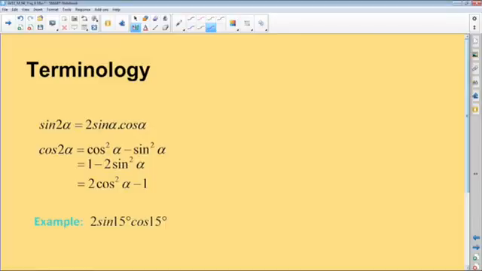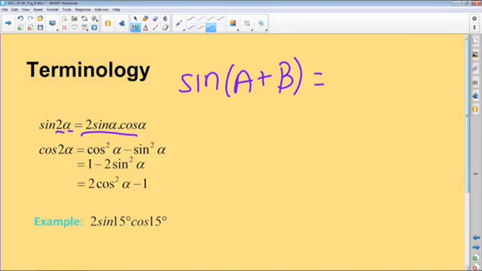So what am I talking about? I've got sine of 2 alpha, which is called a double angle. So it's 2 alpha, two of the same angles. The expansion for that is 2 sine alpha cos alpha. How do I get that? Remember, we know that sine of A plus B is equal to that whole expansion that we've looked at just now. It's sine A cos B plus cos A sine B.